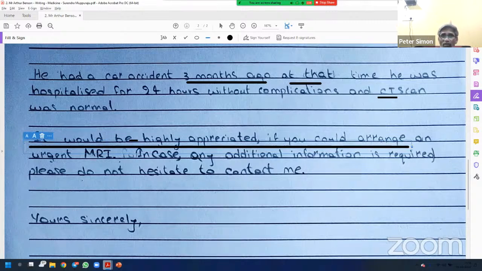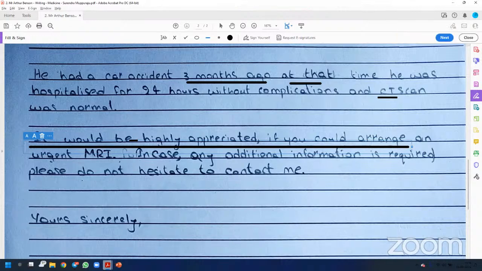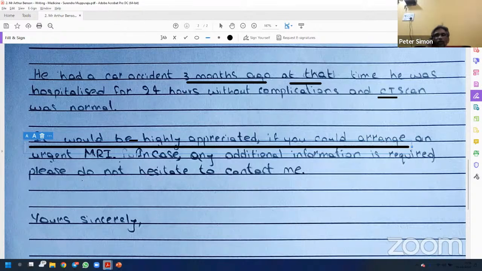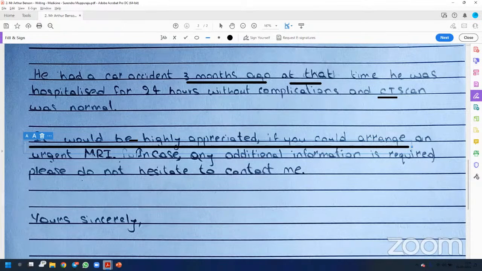It would be highly appreciated. Why should you appreciate somebody when he is doing his duty? If you could arrange, why request so much? This much request is not needed. You are a professional and he's a professional. Both are equals. So we need no formation of too much request. It's a formal letter, it will not have too much request.